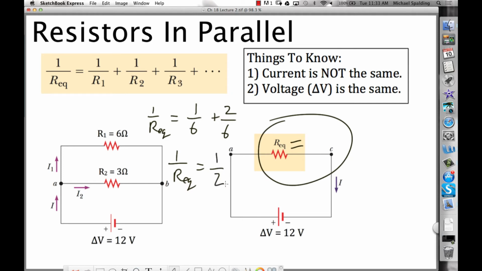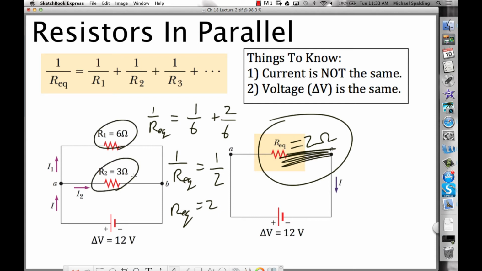I've seen the following mistake a lot of times. Kids go, oh, okay, so the equivalent is 1/2. True or false? False, because you've got to flip it now. Okay, flip that. So the equivalent is going to be 2. Now notice, like I said, the equivalent resistance is smaller than the smallest, right?